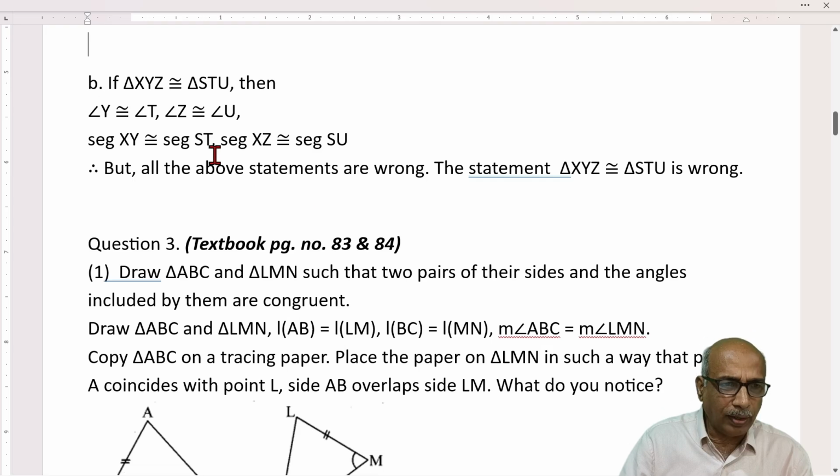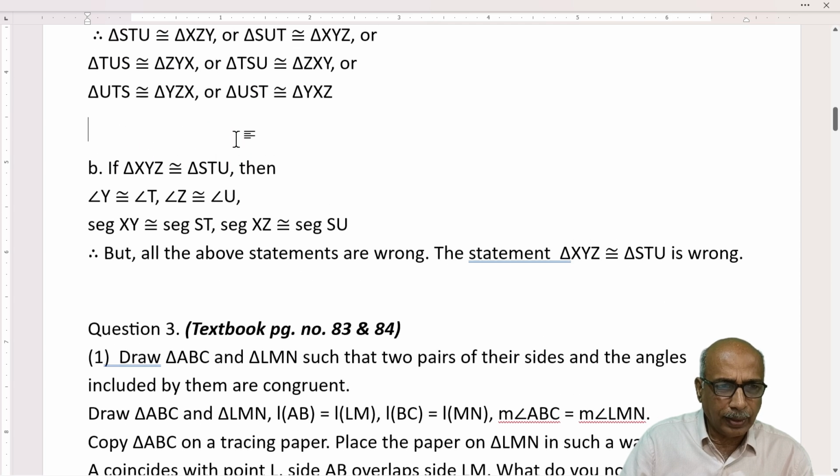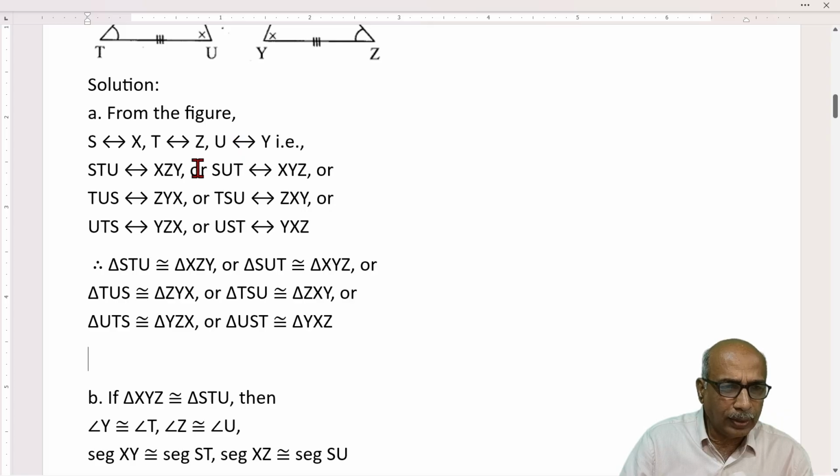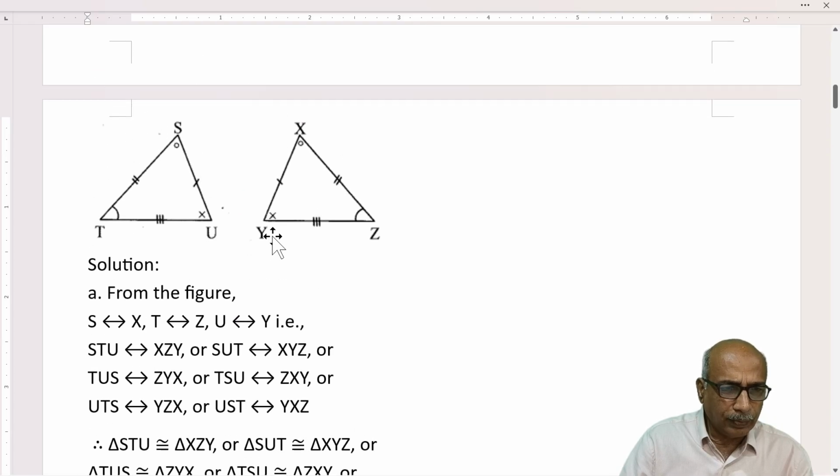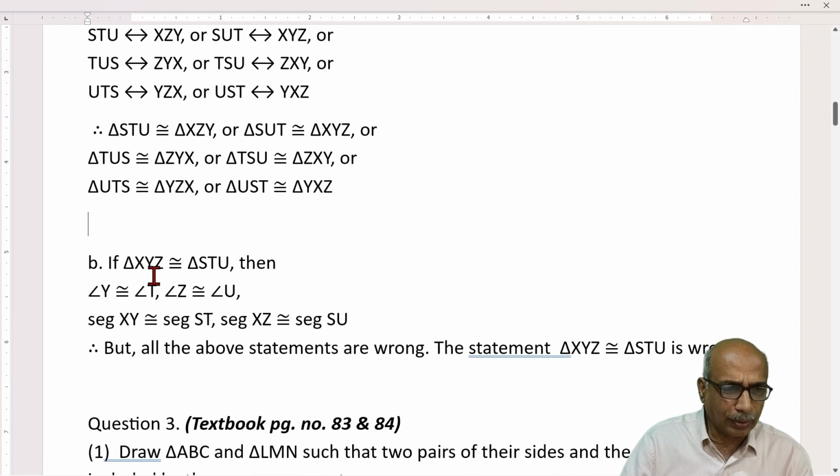Now in the same figure, if triangle XYZ congruent to STU, then angle Y congruent to angle T. Is it possible here? No. As two triangles are congruent, angle Y congruent to angle T, angle Z congruent to angle U, which is not possible. But all the above statements are wrong. Therefore, the statement two triangles, that is XYZ congruent to triangle STU, is wrong.